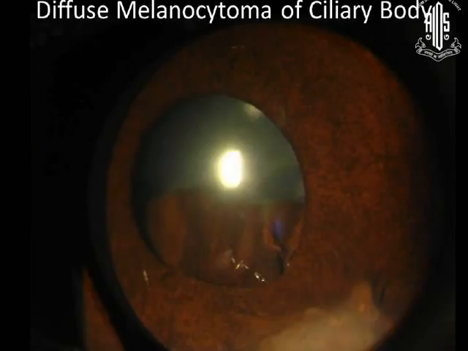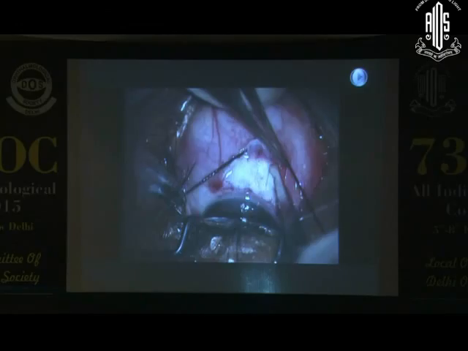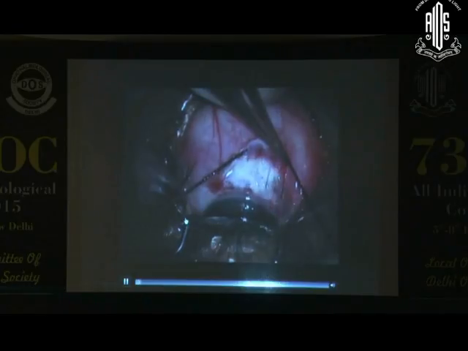This is a different variant. This is a diffuse melanocytoma. So these patients will have heterochromia. So this part of the iris is darker in color, and there is a huge mass growing out of the ciliary body. And as you can see, the pigment studded over the iris completely. So this patient had a secondary glaucoma. So we did a biopsy to confirm it.